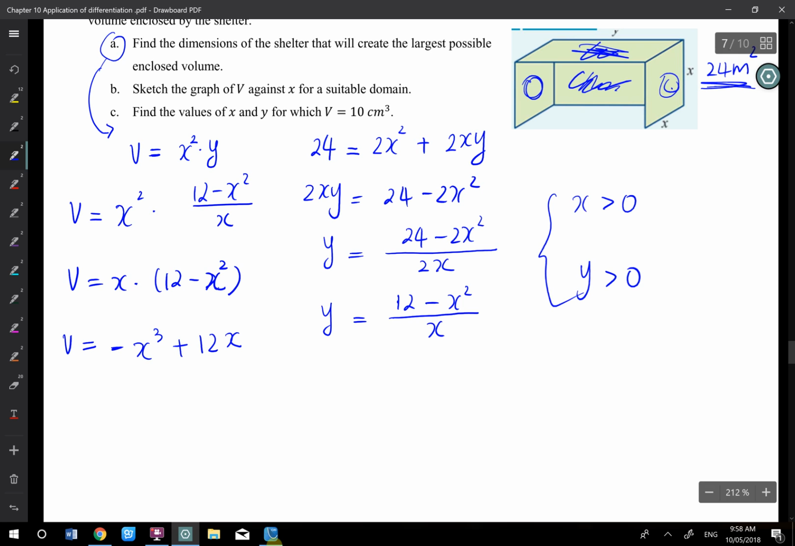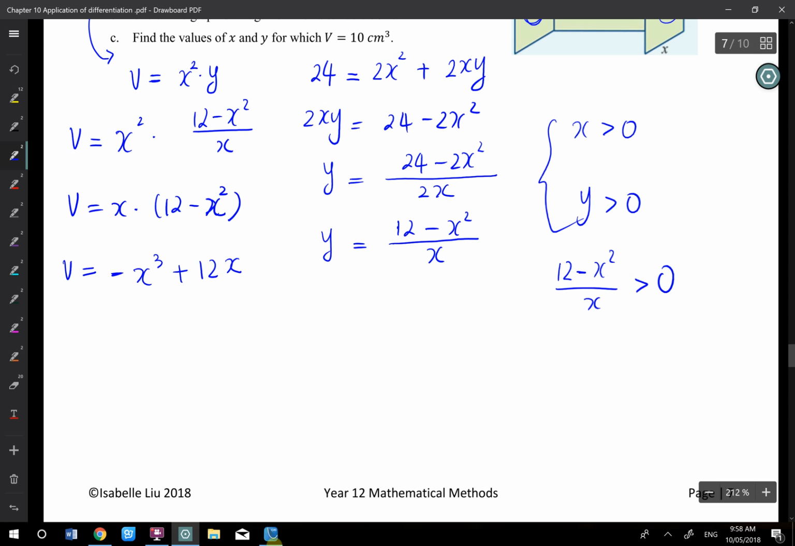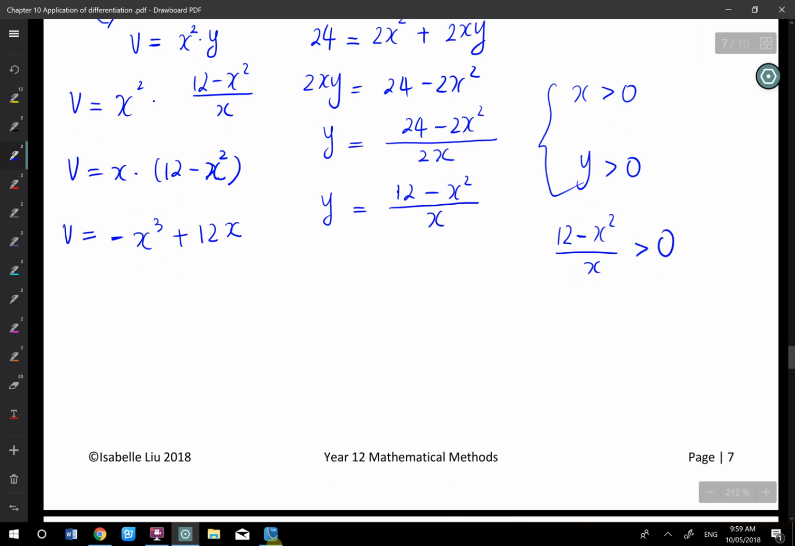And then we're trying to solve for this inequality to be greater than 0. We times x to that side. The sign won't change because you know x is greater than 0. So what we solve now is 12 minus x squared will be greater than 0. Trying to solve for that one.